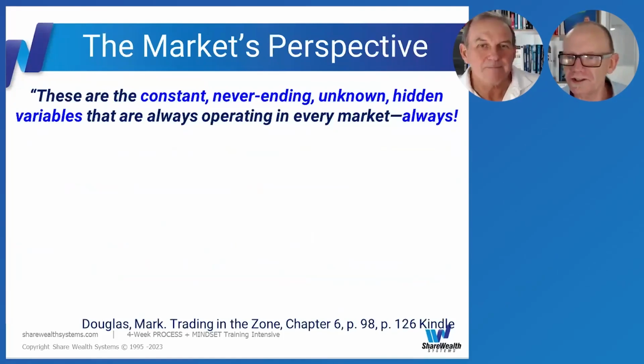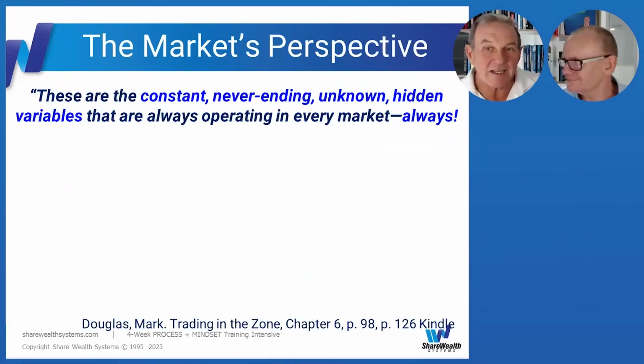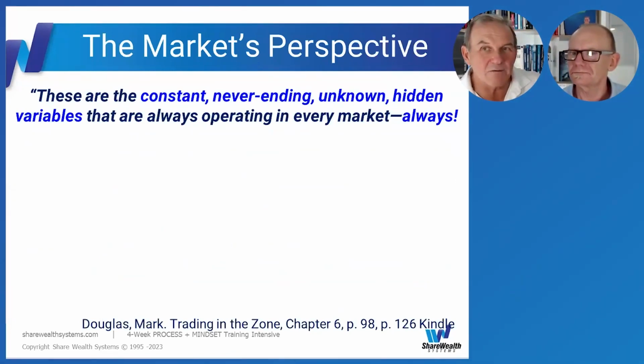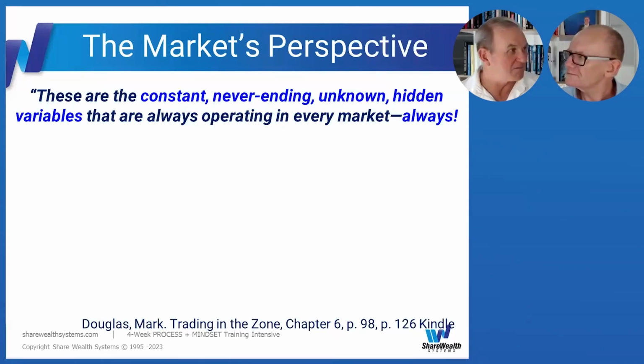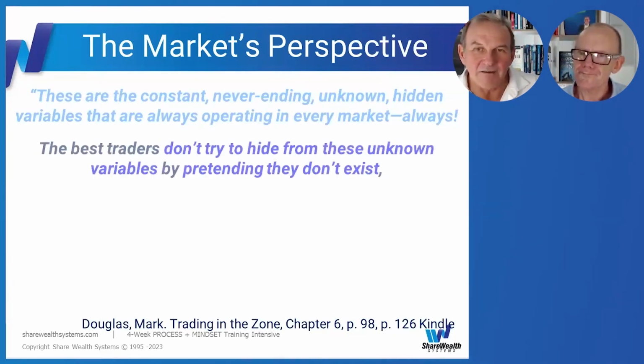These are the constant, never-ending, unknown, hidden variables that are always operating in every market. Always. And they're hidden, but they're invisible as well, right? And we can't see them. Therefore, we don't think they're there, but they are there. And even though we know they're there at a cognitive level, subconsciously we think we've got this. Yeah, I've got this, what's going to happen, right? And they're always there all the time. We just have to totally understand and believe that.